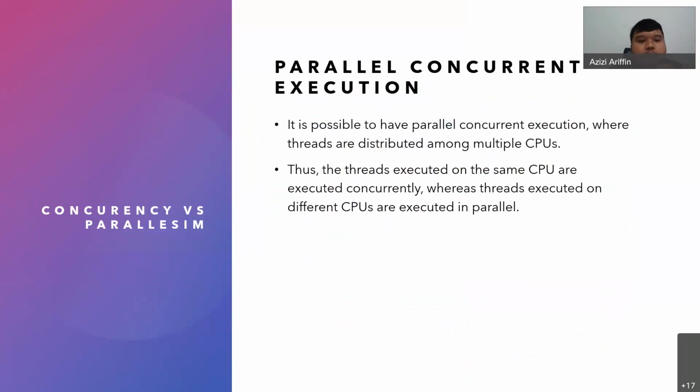So it is possible to have parallel concurrent execution where threads are distributed among multiple CPU. Thus, the threads executed on the same CPU are executed concurrently, whereas threads executed on different CPU are executed in parallel.